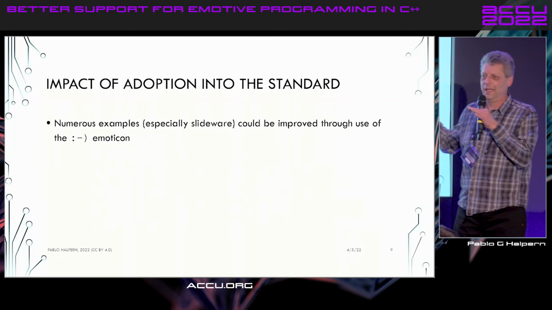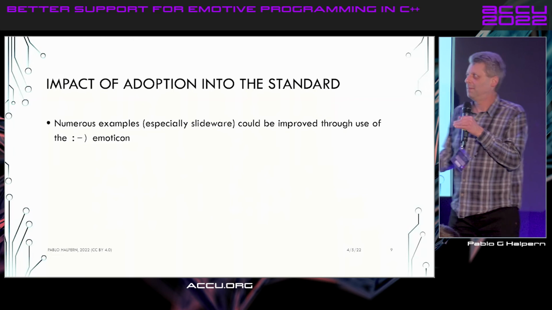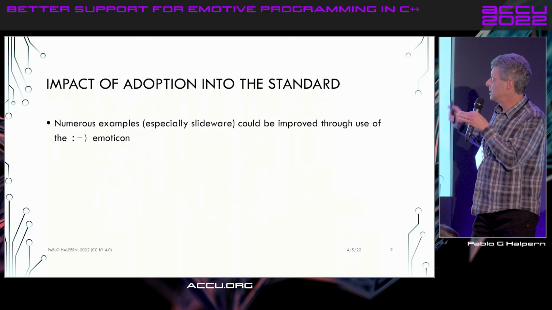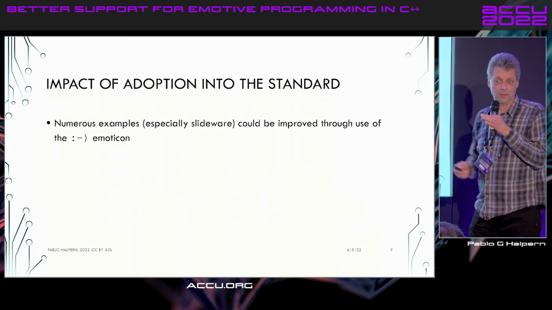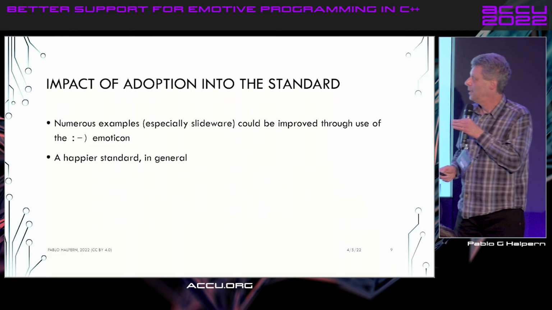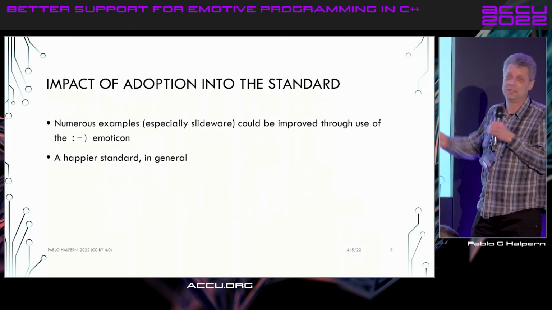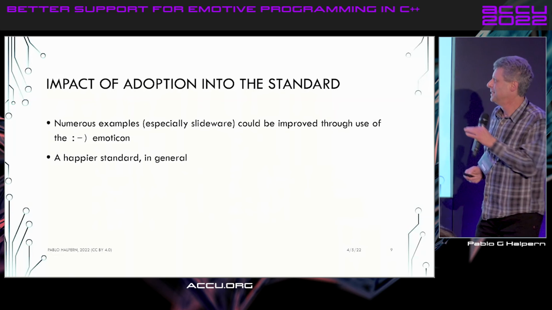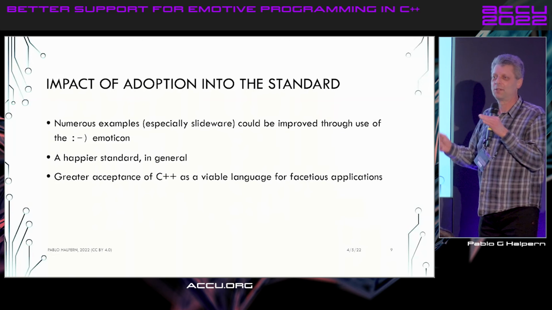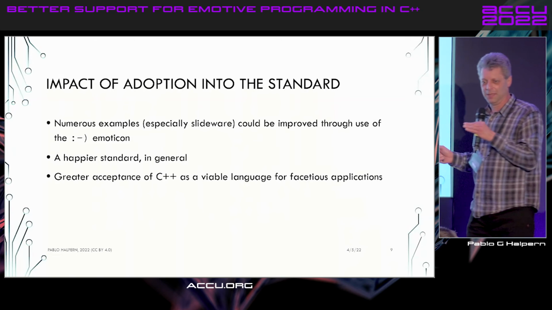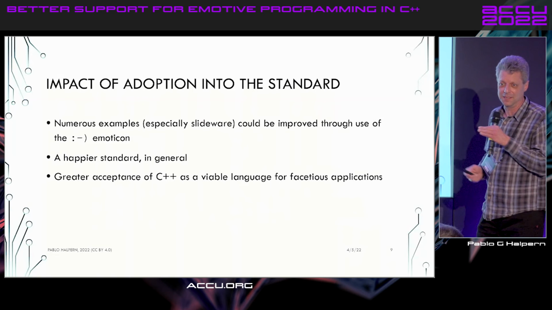So if they adopt my proposal, what's the impact on the standard? So there'd be numerous examples that can be improved through the use of this emoticon. You would have a happier standard in general because it's a smiley face, right? And you'd have a greater acceptance of C++ as a viable language for facetious applications.